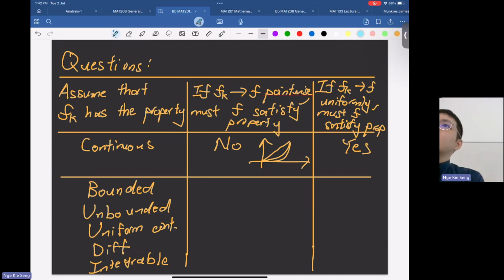Sorry, say again. So I mean, yes or no? Yes for which one? For both? For both. You say so? Actually, it is not true for pointwise.